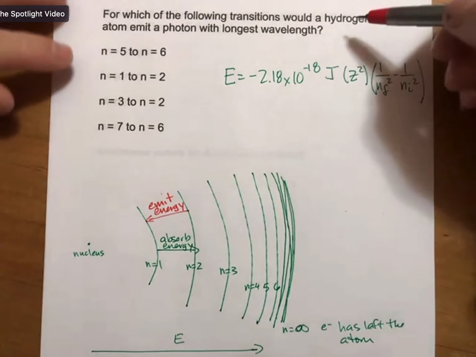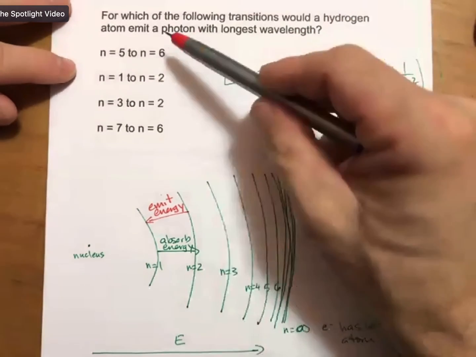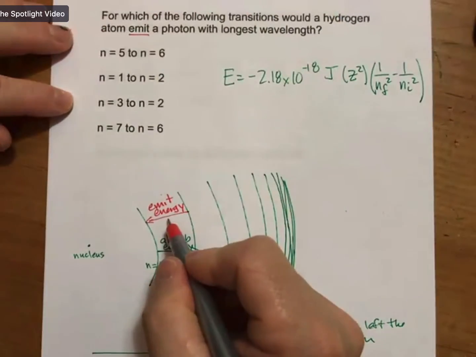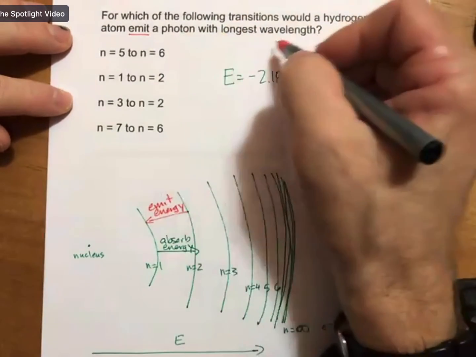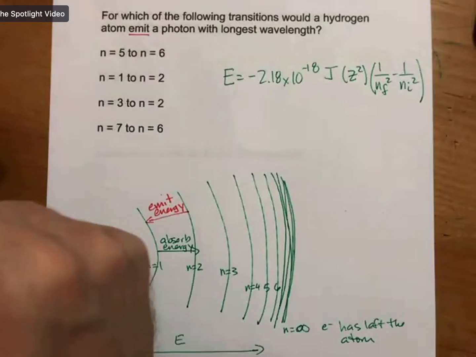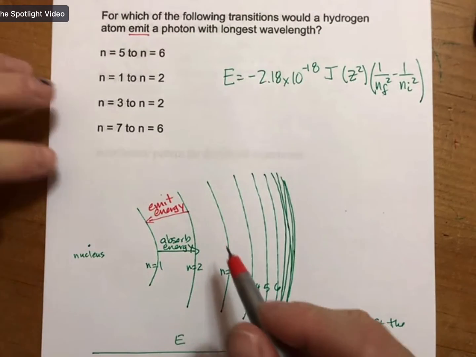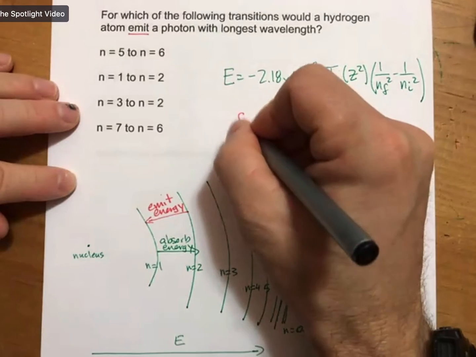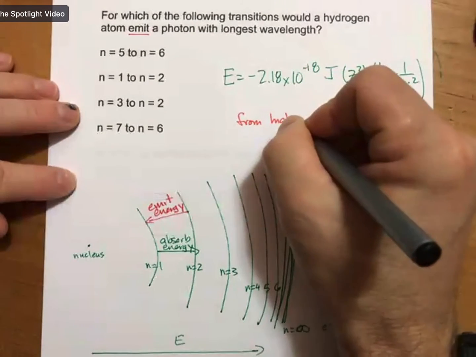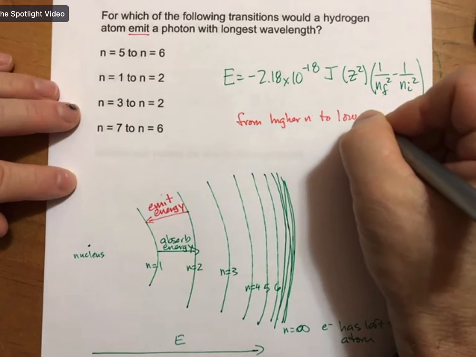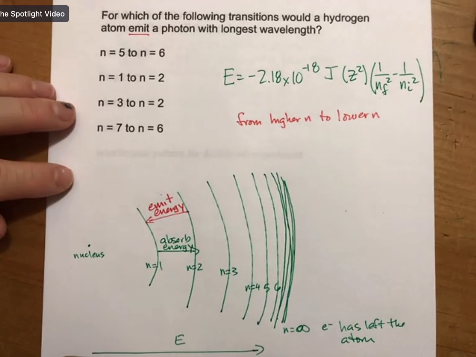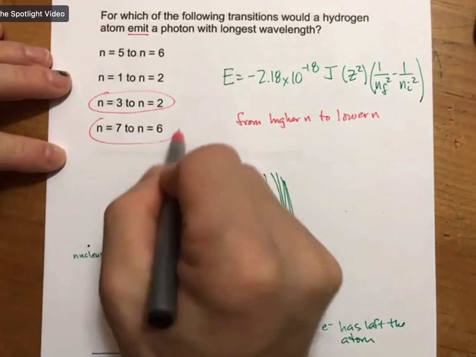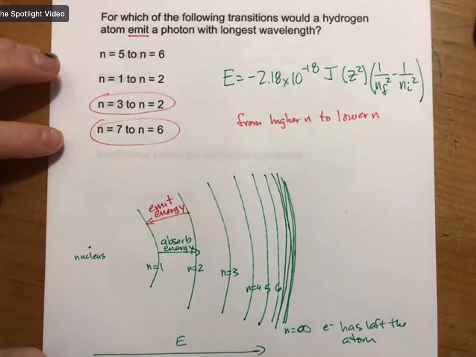And so, as we come up and look at our actual question, it says, for which of the following transitions would a hydrogen atom emit a photon with longest wavelength? Well, there's a lot to unpack here, but first off, if it's going to emit energy, it has to be going from higher n to lower n. So we have this option and this option as the only options that could be answers.